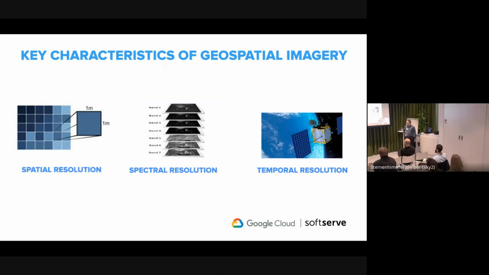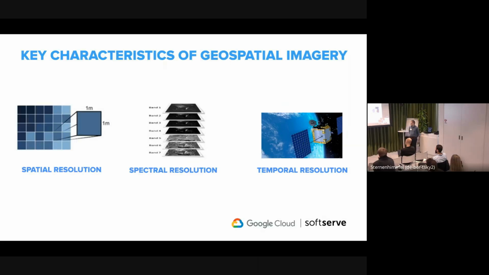But focusing on the imagery, when building a use case, one has to remember some key characteristics. Basically, 1 pixel of an image can correspond to 10 meters in the real world, or sometimes we are talking about aerial images where 1 pixel is 20 centimeters or even lower. So one has to use the proper source.